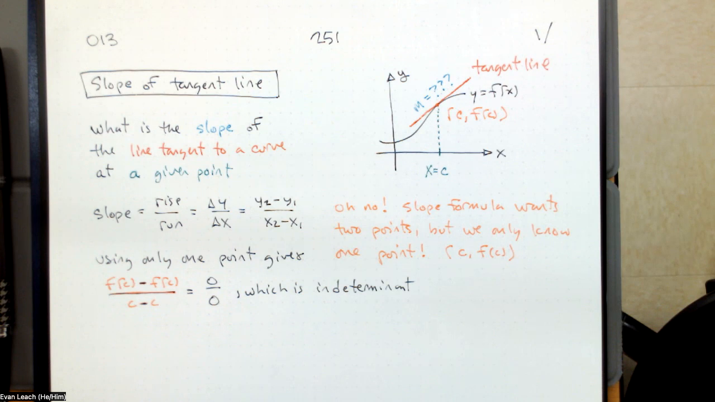So we need a strategy to get around this. We can't calculate a slope with only one point. We get 0 over 0. That's indeterminate. So we're going to do the next best thing. We're going to approximate.